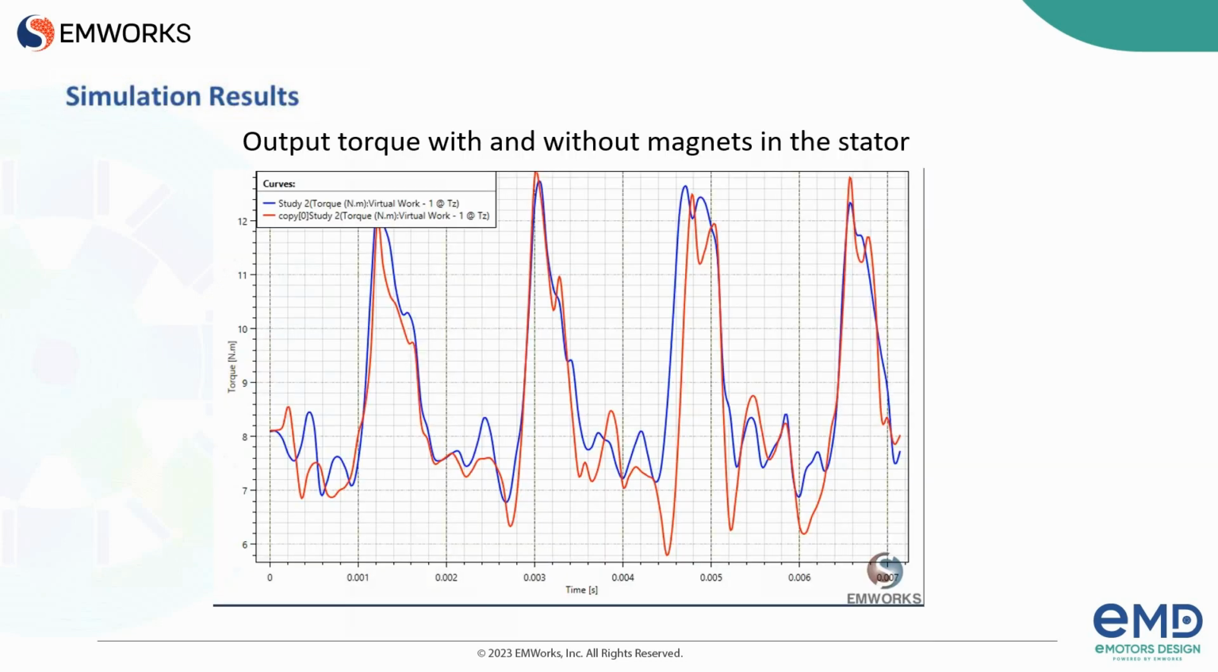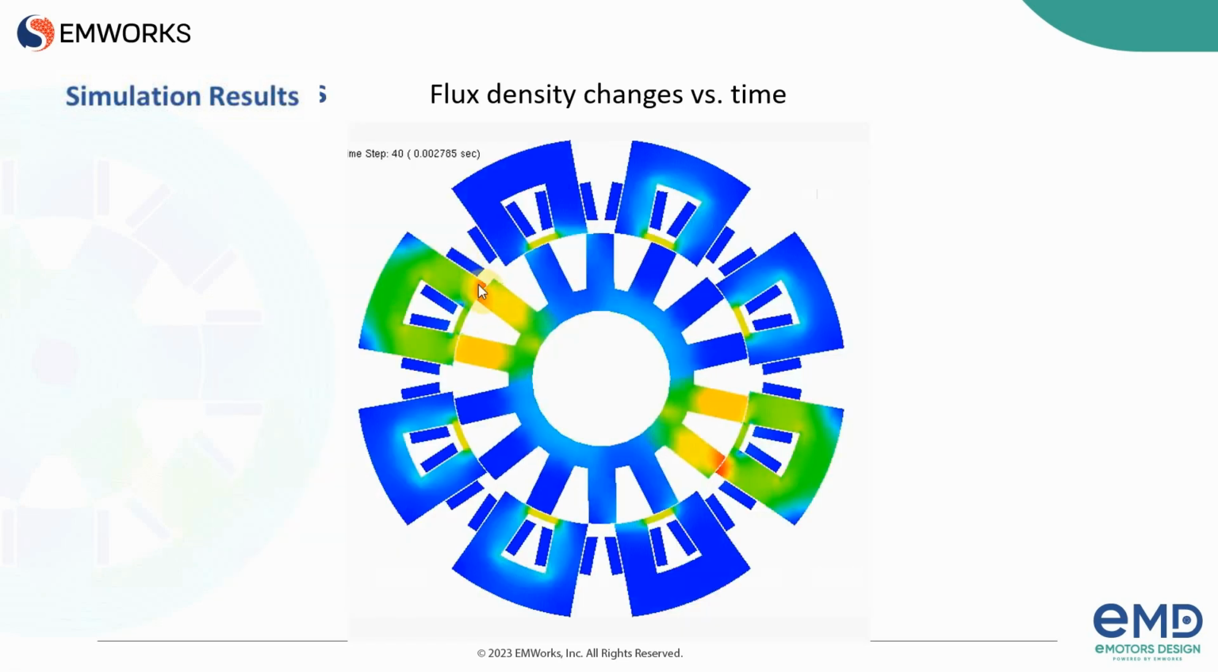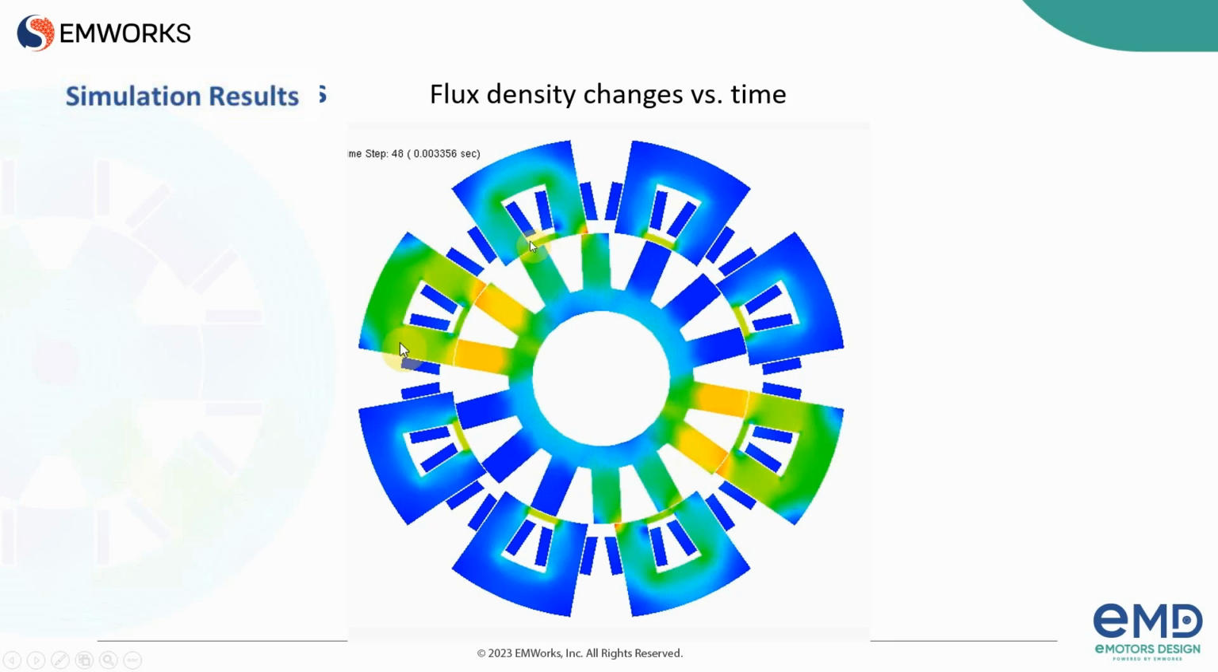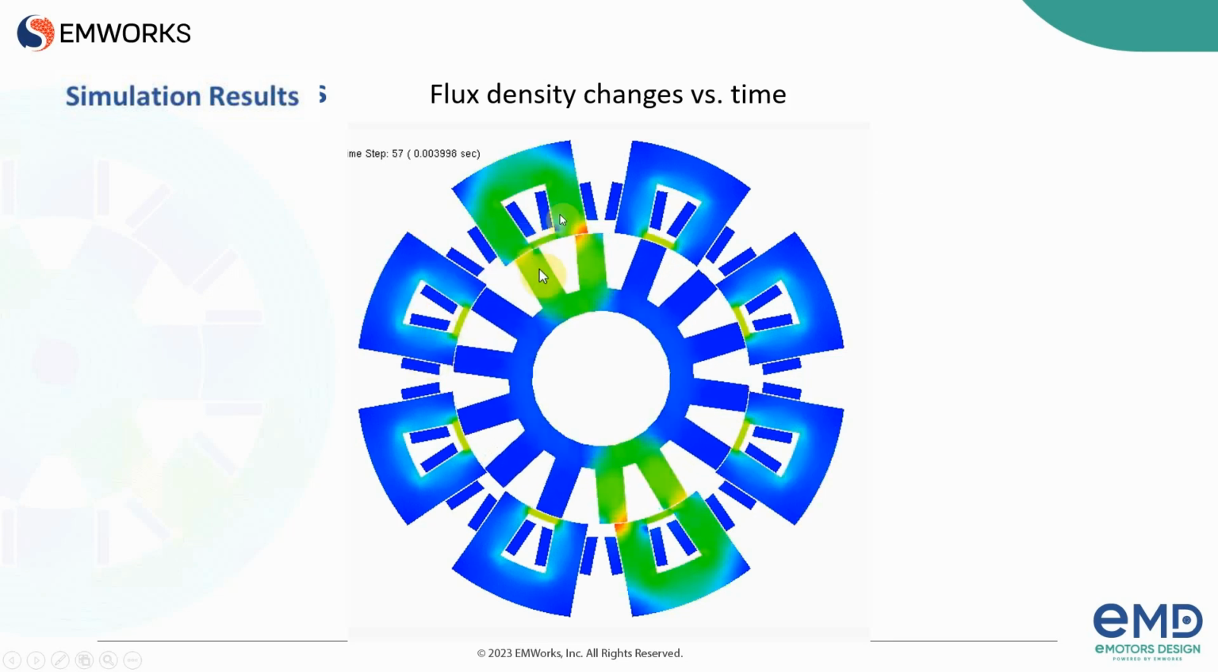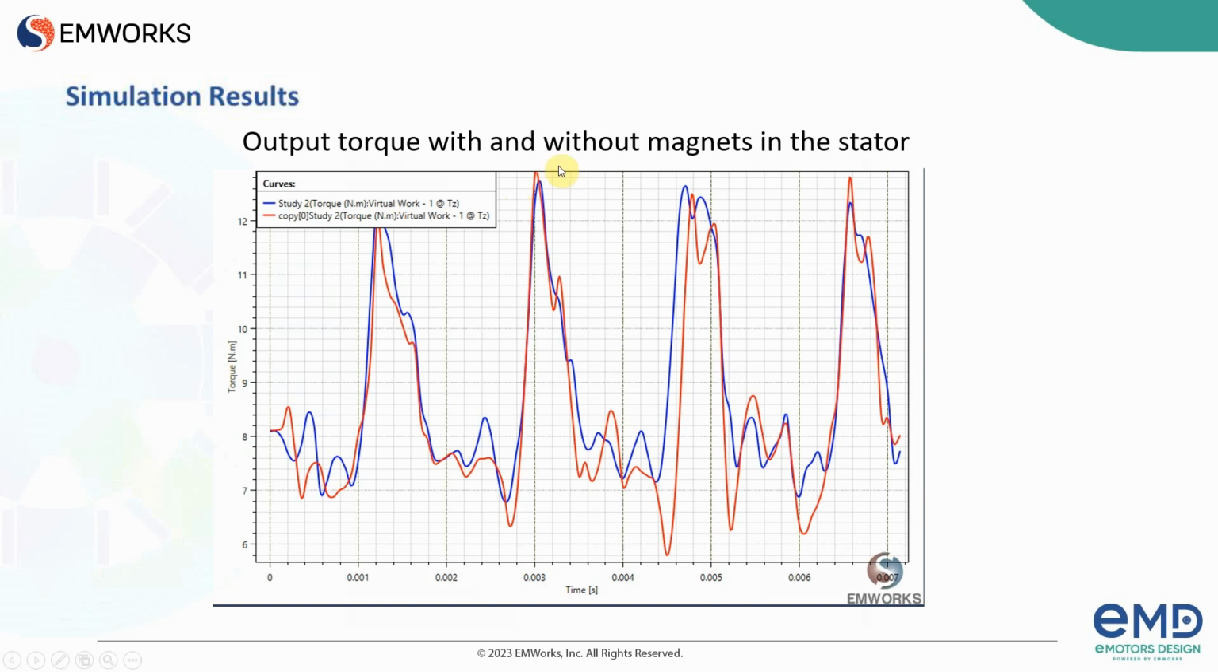As the most important output of the simulation, let's have a look at the electromagnetic torque of the machine with permanent magnet and without permanent magnet in the stator. The permanent magnets are placed between the stator teeth of the segments. So the blue diagram is the output torque of the machine with permanent magnet, and the red one is the simple segmented switch reluctance machine.